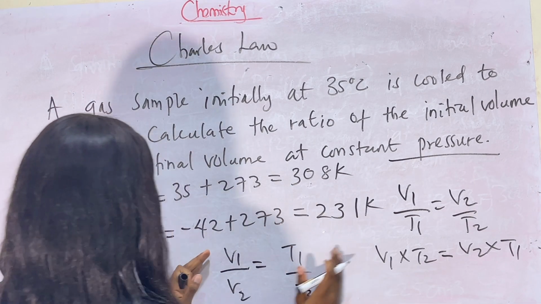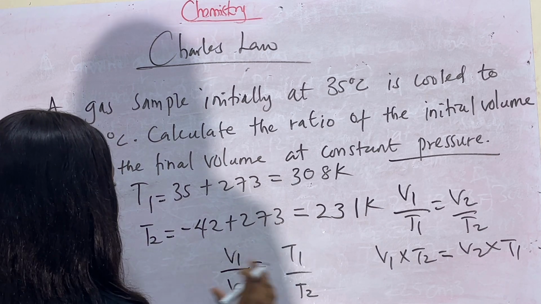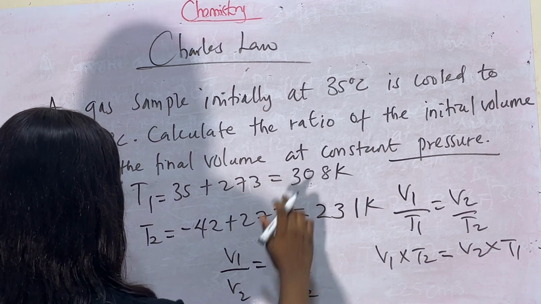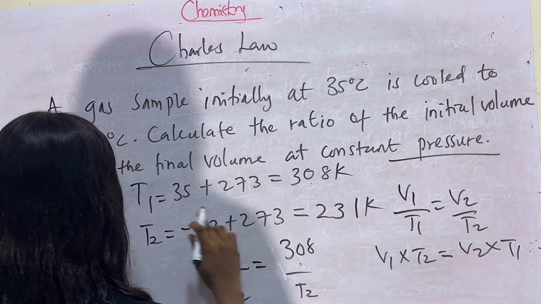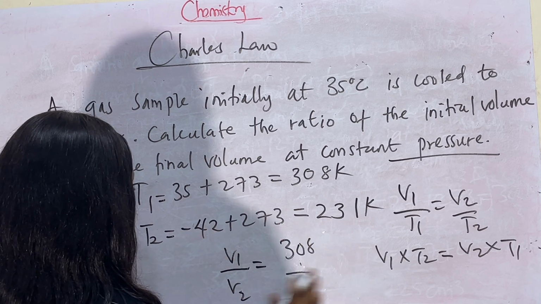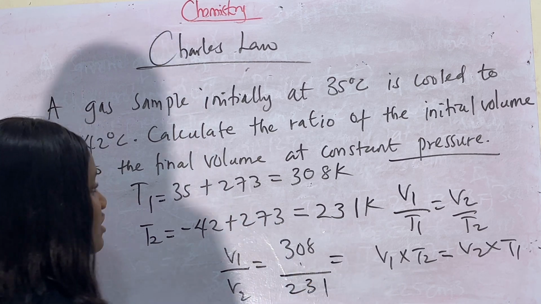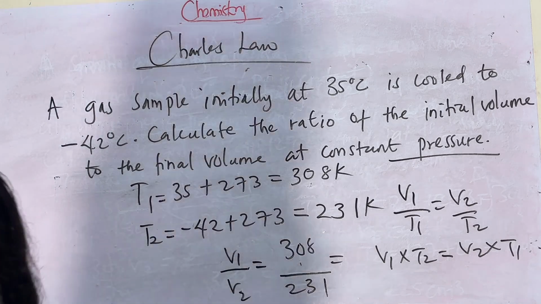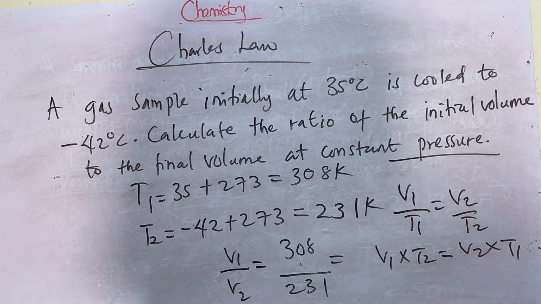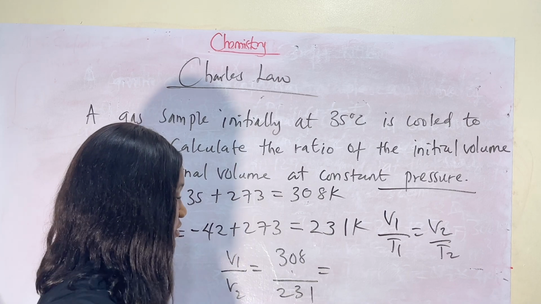Now, having used this, all I need to do is to bring in my T1 and my T2. So my T1 is 308 and my T2 is 231. So what is going to be the ratio? All right, so let's calculate. 308 divided by 231. This is a JAMB question.